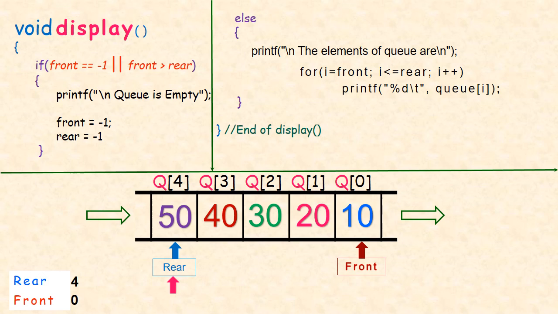However, if the queue is full, but after deleting some elements, front may reach the third element, that is q of 2. Then front value will be 2. Then if you want to display the elements of the queue, you have to display from q of 2 to q of 4. That is why we took in the for loop i is equal to front, i less than or equal to rear, i plus plus, and displaying q of i all the time. So this is how we display elements of the queue.